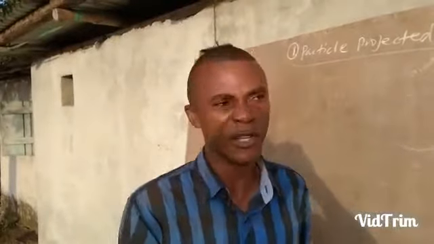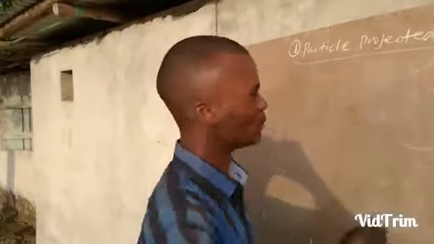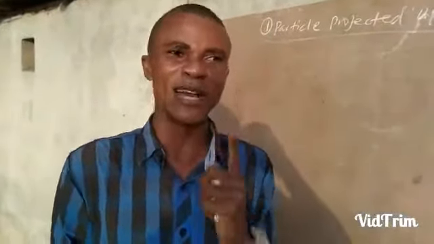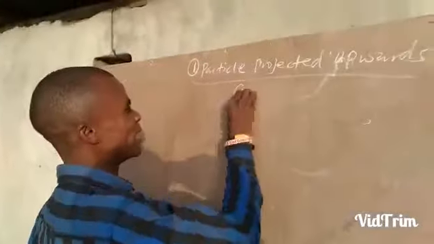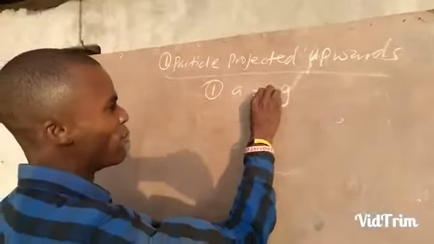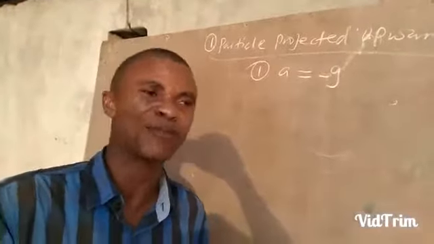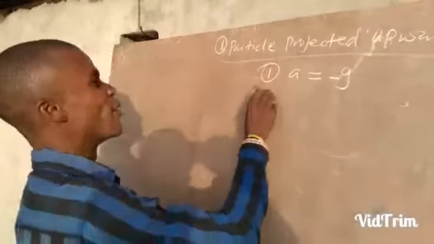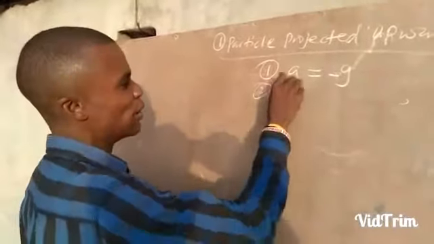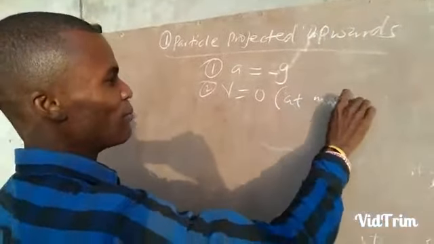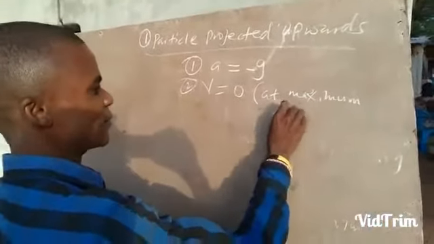Now let us look at the conditions. What are some of the things that you should know? Anytime an object is projected vertically upwards, case number 1, the acceleration, which we said changes to gravity, becomes minus g. Anytime the object is projected vertically upward, a becomes minus g. Anytime the object is projected vertically upward, v is equal to 0 at maximum height.